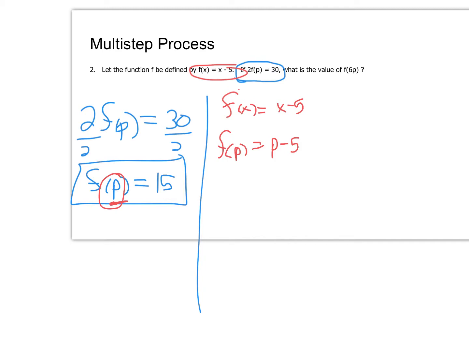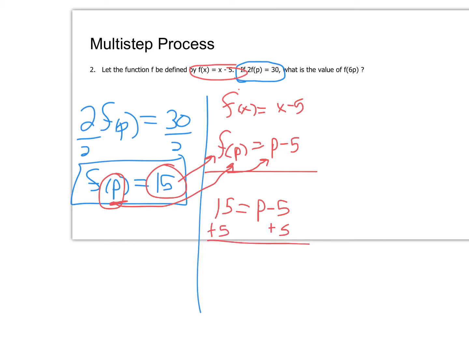So we changed this to p. And again, based on what we know, this is the x, so that x now changes to p as well. Okay. Now we know that f of p is equal to 15, so we're now going to substitute that in over here. So 15 is equal to p minus 5. Then solve the equation, add 5. So 20 is equal to p.